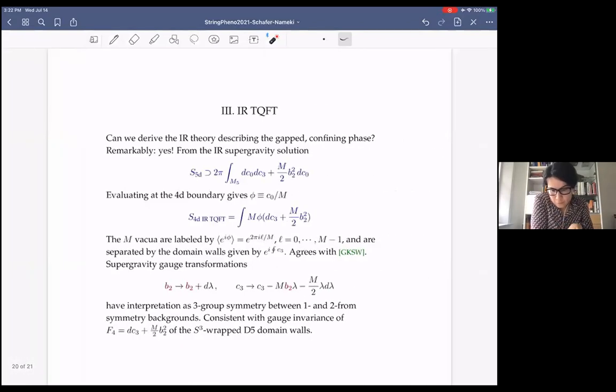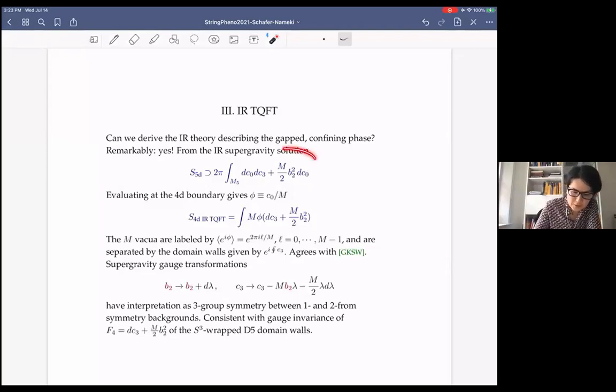Okay. So the third thing is now, can we push this further and describe the IR TQFT that we expect? Can the supergravity supply that as well? And the remarkable answer is yes, it can. If we look at the supergravity action, in the IR the solution needs to be extended. It becomes this T*S3 solution, because there's this deformed conifold due to this RR flux.